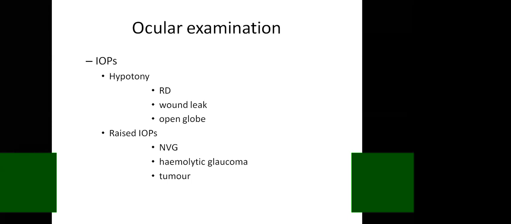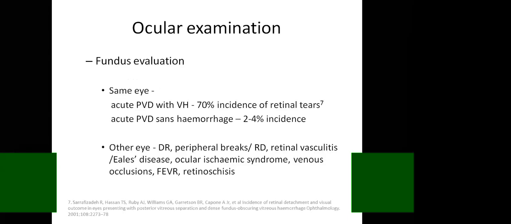So you also want to make sure you check your IOPs. Hypotony is suggestive of a retinal detachment associated with the vitreous hemorrhage. It may also be suggestive of trauma with a wound leak or an open globe. Raised IOPs tend to suggest neovascular glaucoma, a hemolytic glaucoma, or the possibility of a tumor.